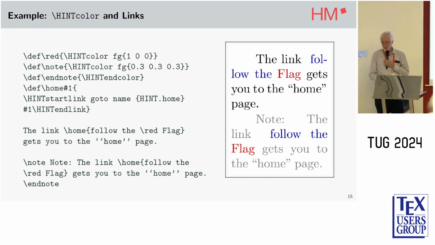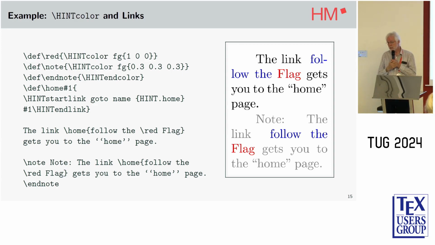This is with a link. I have just a definition for red, and it switches the color to red. And I have the note and end note macro as we have seen before, and I have a home macro with an argument, and it just makes a link where you go to the home page, and the text for that link is the parameter, and then you say end link. And the text is just the link, home, follow the red flag. So I change the color in the middle of the link to get red.